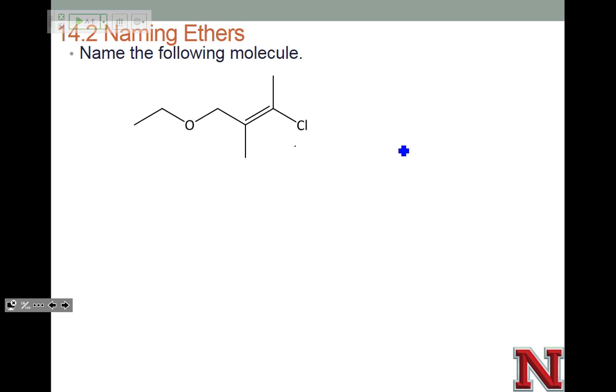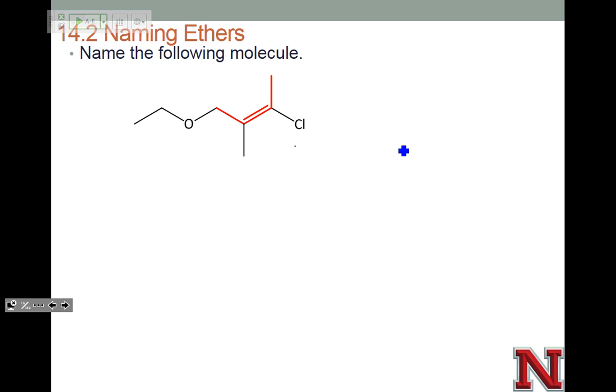So let's look at an example. This one is way too complicated to name with the common naming system. It would be really hard to name as an alkyl alkyl ether, because one side's pretty easy, but the other side's complicated. So in this one, it's much easier to find the parent chain and name our ether as an alkoxy substituent, because that's an ethyl group. We have two CH2 groups on the other side of our oxygen.